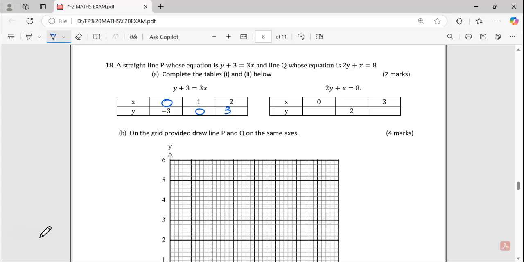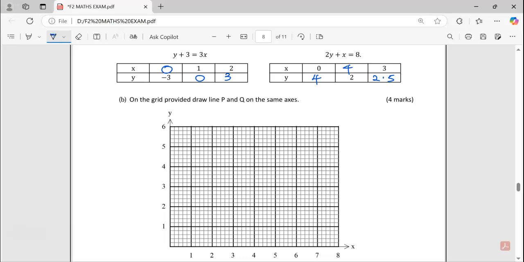The second part, for 2y plus x equals 8, when x is 0, y equals 4. When y is 2, x equals 4. And when x equals 3, y equals 2.5. So we have 2.5. Once we have these values for both the equations, we can plot.